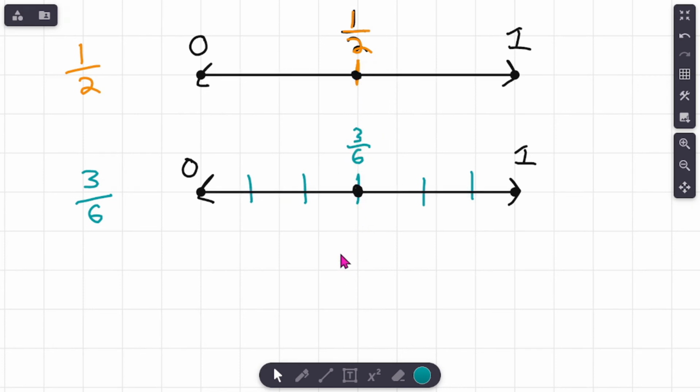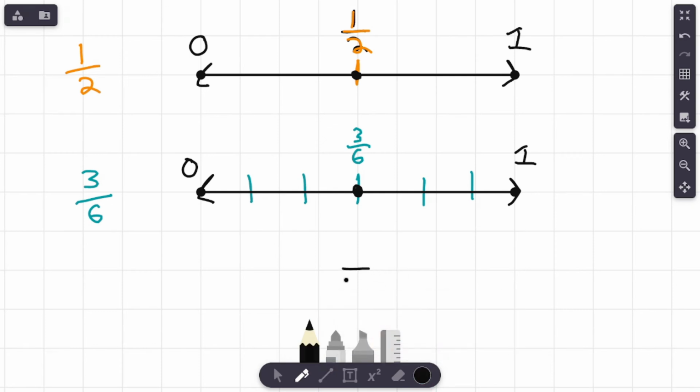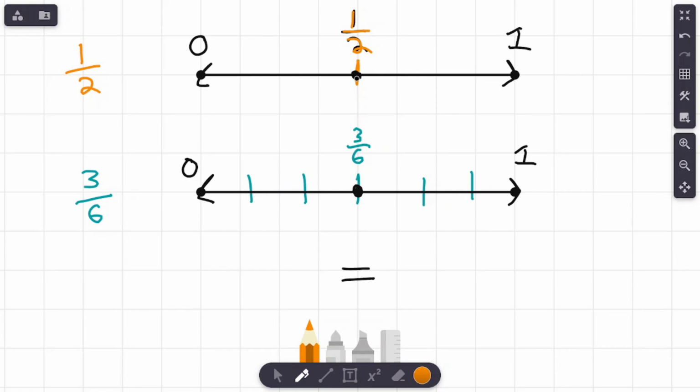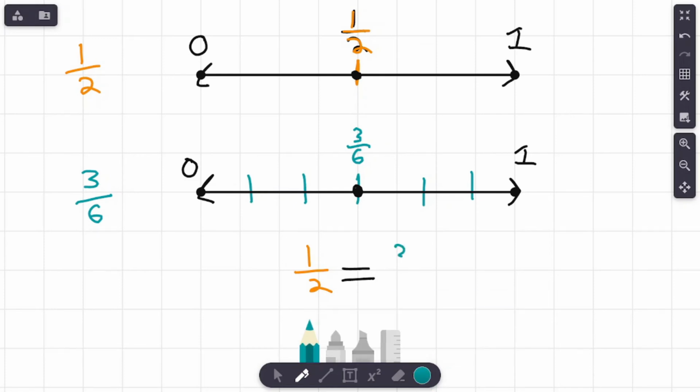So my question to you is, are these equivalent fractions? Are they equal to each other? Are they equivalent fractions? And you should be able to notice that they are both in the middle. They are equal distance from 0 to 1, meaning that 1/2 is an equivalent fraction to 3/6. 1/2 is equal to 3/6.